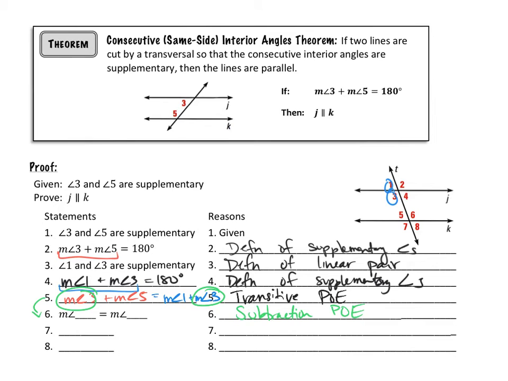And so I am left with angle 5 here and angle 1 here, which means if the measure of two different angles is the same, I know that I can say angle 5 is congruent to angle 1, and that is just because of the definition of congruent angles.